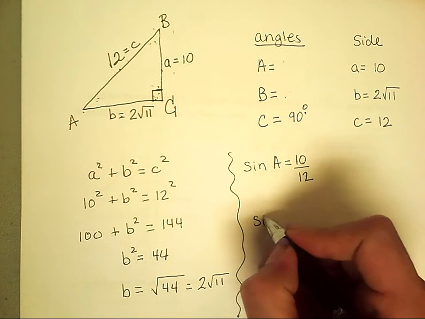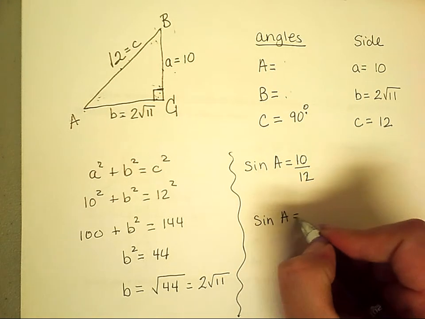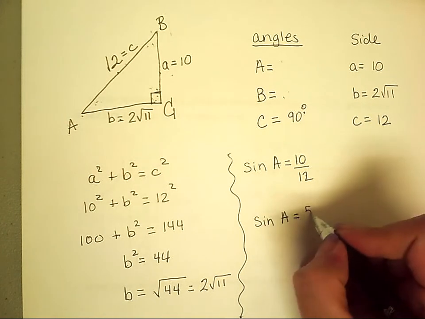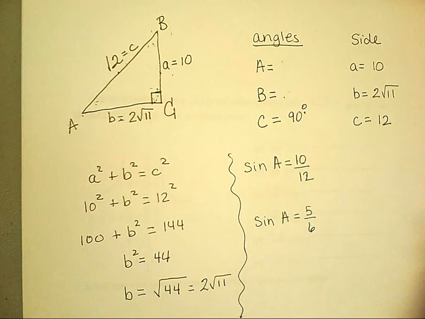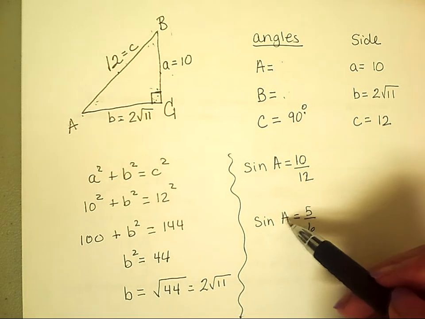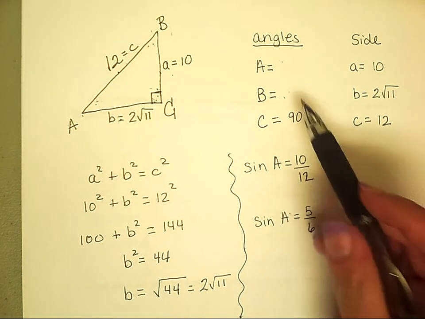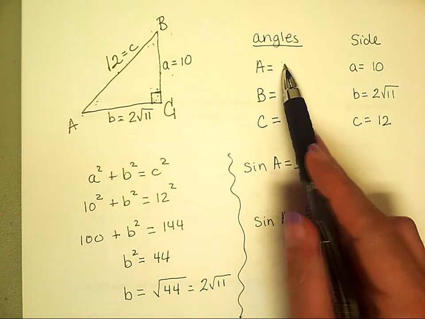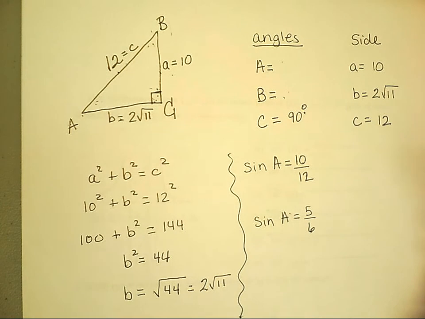So what does this tell us? This tells us that the sine of this angle is this ratio. I could reduce it to 5/6. Okay. But I don't want what the sine is. I'm trying to find out what the angle itself is.